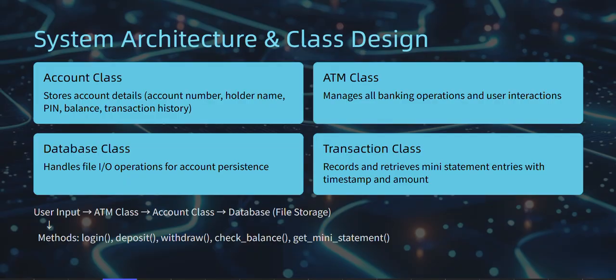Account classes store account details: account number, holder name, PIN, balance, transactions, etc. Whenever we go to an ATM, we see the automatic teller machine, which has transaction details, transaction classes, objects, user input, ATM class, ATM account classes, then a database to store the data of the users, or we can call them customers.